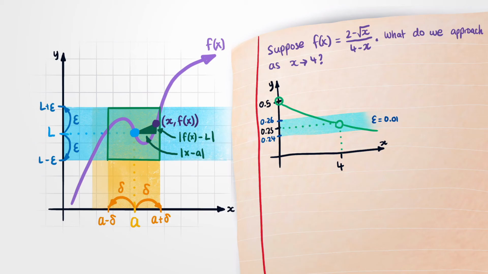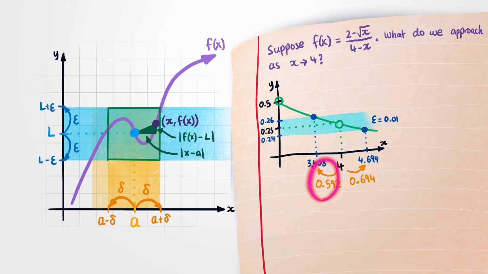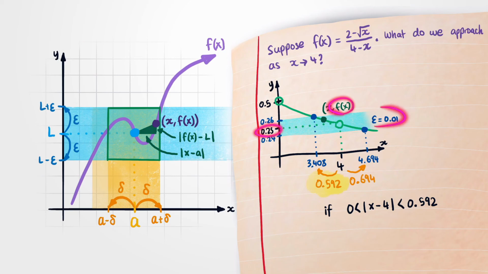Now, if you actually use a graphing calculator, you can also find the corresponding x values as well. So on this side over here, we have 3.408, and this side over here, we have 4.694. You can see that going from here to here would require us to go up by 0.694. And then if we tried subtracting this value from 4, we get 0.592. Now because this value is smaller than this value, we're going to take the value on the left. And therefore we're saying that if we pick a random x, y value on this graph, then as long as the distance between 4 and x is less than 0.592, then the distance between f of x and 0.25 can never exceed 0.01.